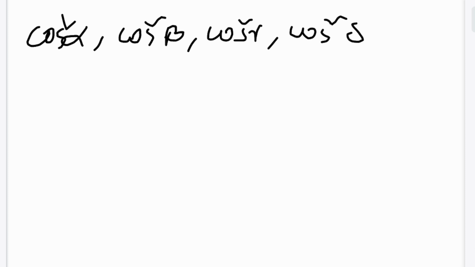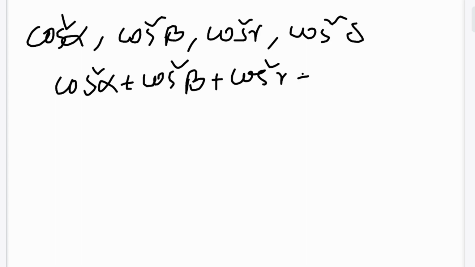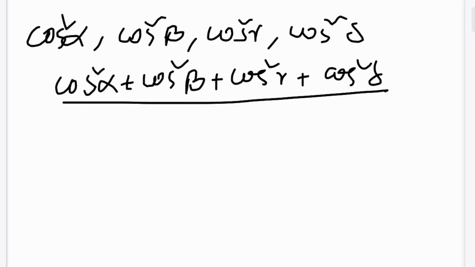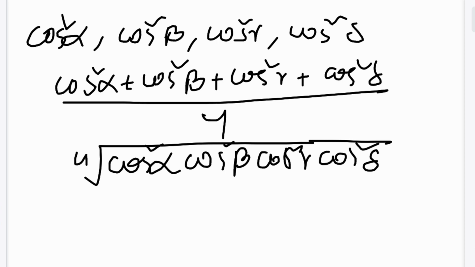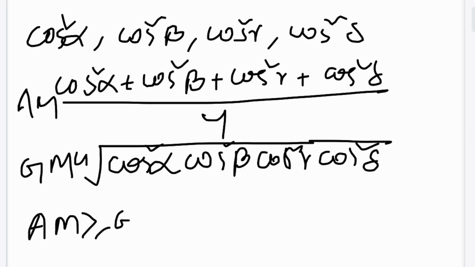Now consider these four terms, that is cos square alpha, cos square beta, cos square gamma, and cos square delta. Their arithmetic mean will be cos square alpha plus cos square beta plus cos square gamma plus cos square delta, over 4. This is their AM, right? And what will be their GM? As there are four terms, it will be the fourth root of cos square alpha into cos square beta into cos square gamma into cos square delta. So this is AM, and this is GM. And we know that AM is equal or greater than GM.